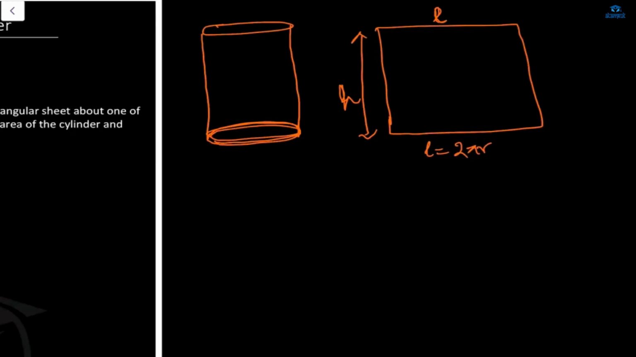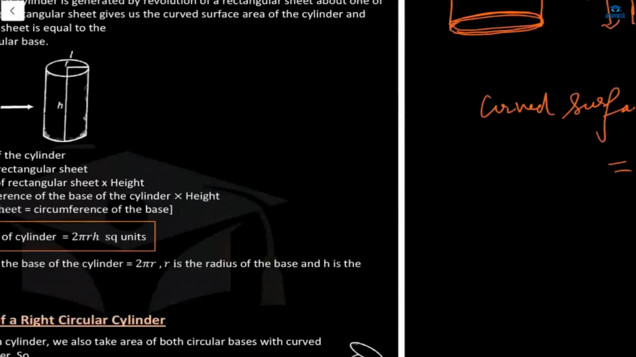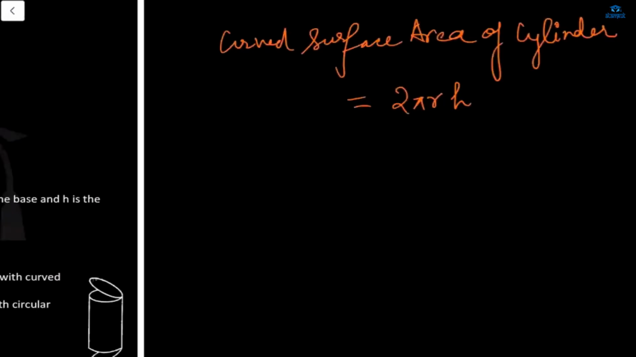So what is the area of this sheet? This sheet will be rolled to form a cylinder. The area of this sheet will be L into H, so 2 pi r H. That is the curved surface area of the cylinder. It is length into height, and length is equal to 2 pi r. So this is your curved surface area. Understood? In square units, where H is the height and r is the radius.